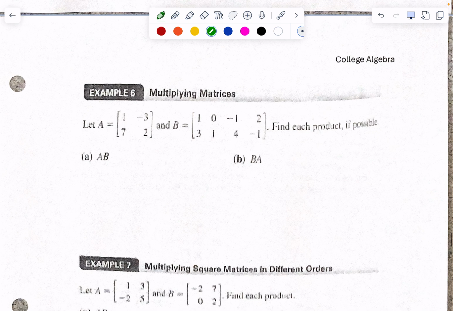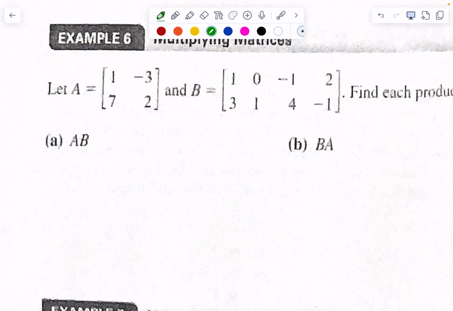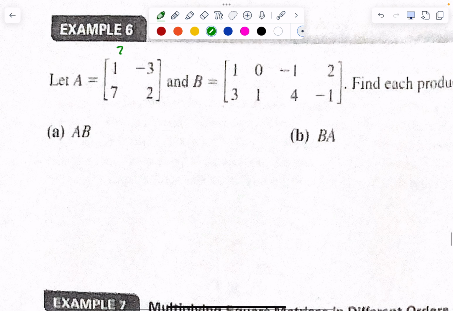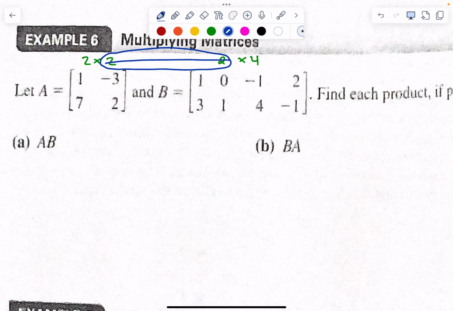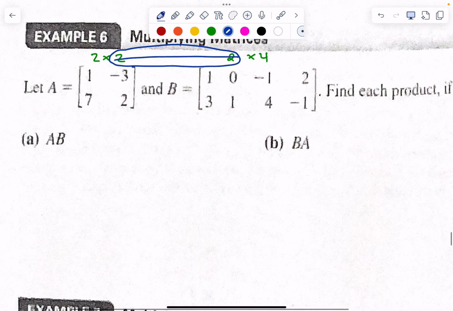Okay, so now here's how we multiply. Are you ready? We're gonna do our first full-fledged multiplying. A is a 2 by 2. B is a 2 by 4. Can I take A times B? Yes, because 2 and 2 match up. They cancel out. Okay, what will be left? It will be a 2 by 4.